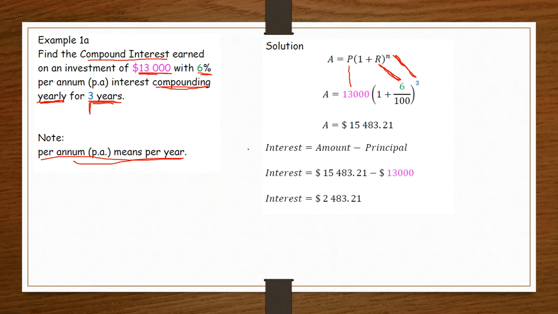And I just want to go through this point as well. This question is actually asking for the interest. Find the compound interest. Some questions might ask for the amount, but this one has the extra step where we take away. We find the difference between the amount and what we started with, which is this one.